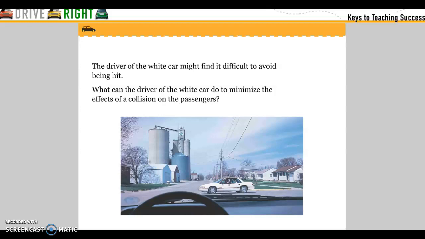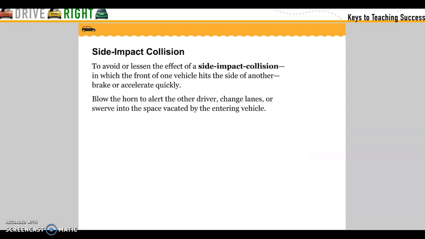The driver of the white car might find it difficult to avoid being hit. What can the driver of the white car do to minimize the effects of the collision on his passengers? Speed up or slow down.